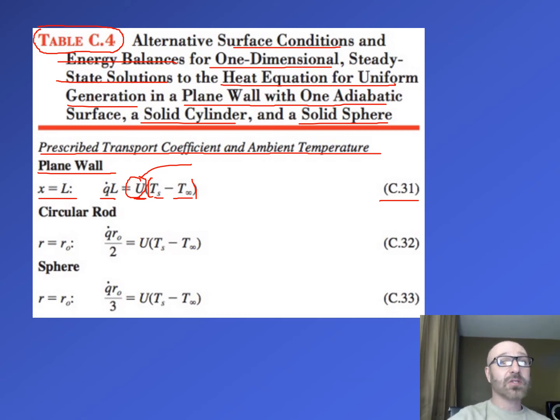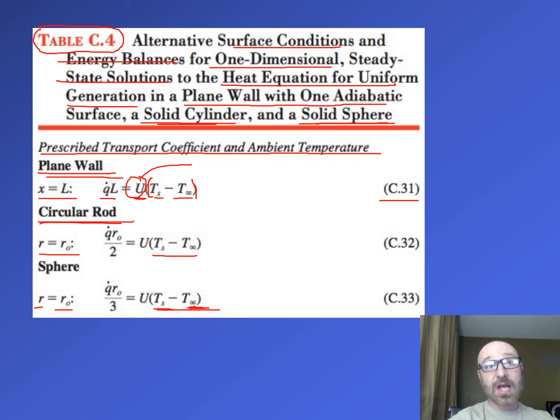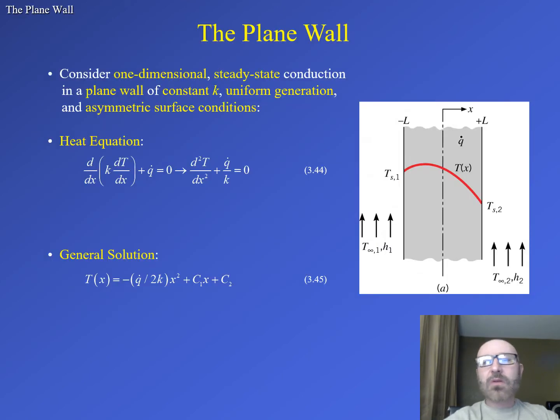It's the same thing for that circular rod. Again, r is equal to r outer, and for the sphere, r is equal to r outer as well, because these are a solid cylinder and a solid sphere. And there are our temperature differences: the surface temperature and the surrounding ambient temperature, T sub infinity. So these are our governing equations now for these three conditions: the plane wall, solid cylinder, and solid sphere. So now let's take a look at a general example of a plane wall.